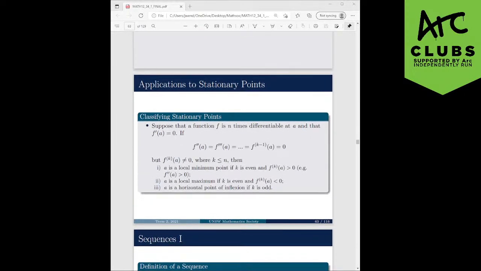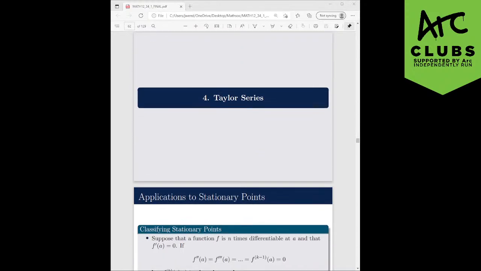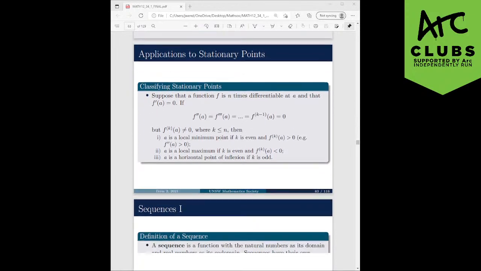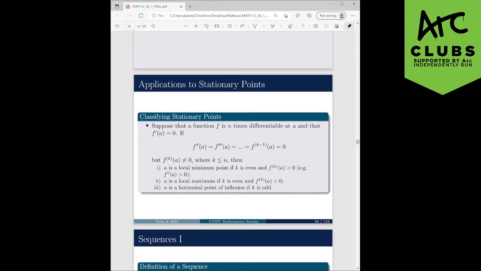Anyway, I am technically going through Taylor series and applications of integration. That's the topic name, but the true meat of today is convergence. Let's be real. Going through firstly applications to stationary points. You've got the usual application: your first derivative is 0, you're like, aha, stationary point. And then the second derivative is positive, and you're like, hey, minimum turning point.